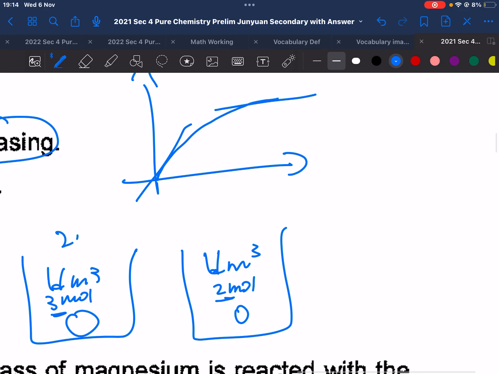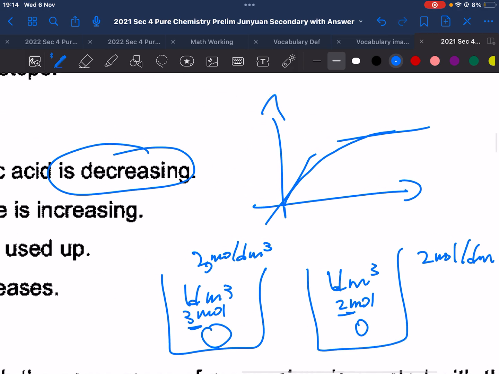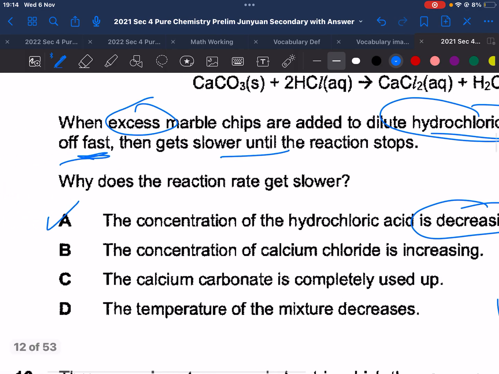Because this is 3 moles per dm cube, and this is 2 moles per dm cube, because I reacted it and there are fewer reactants. What we call fewer reacting particles in our O-level syllabus. So the answer should be A.